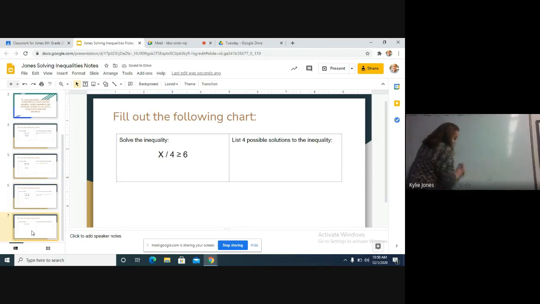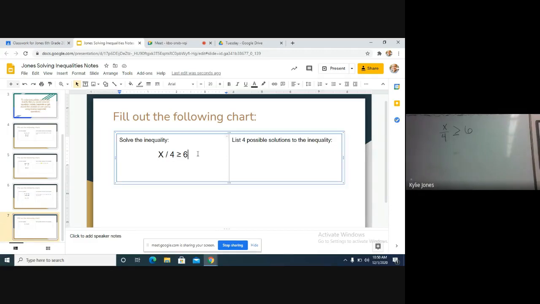This one got typed a little bit weird because it wouldn't do a fraction. So Ms. Daphne writes that she's going to write it correctly with the fraction. So x divided by 4 is greater than or equal to 24, or sorry, 6. That's fine. Okay, x divided by 4 is greater than or equal to 6. Somebody give me just the first step. What's my first step? What do I do?